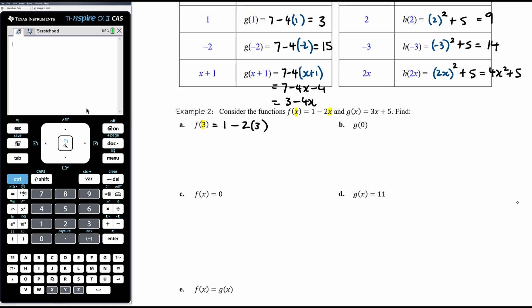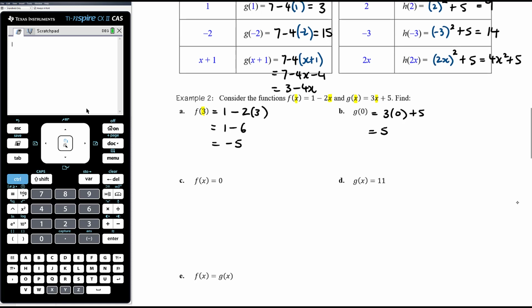The input becomes 3. We're doing 1 minus 2 times the input. So if it's f of 3, the input's 3. 1 minus 2 times 3. So that is 1 minus 6, which is negative 5. g of 0 means this time we're using g of x and we're making the input 0. X becomes 0. So we replace the x's in the equation with 0 and we get 3 times 0 plus 5, which is 5. So g of 0 is 5.